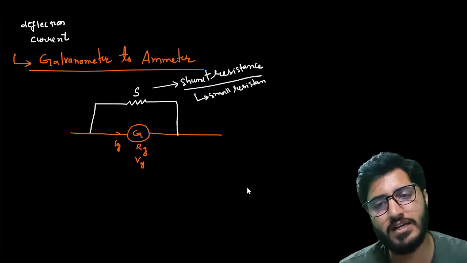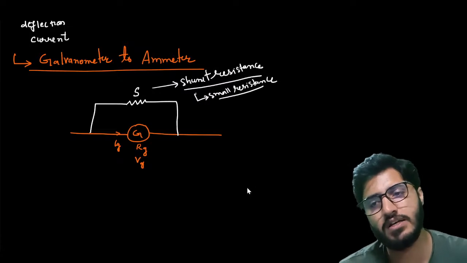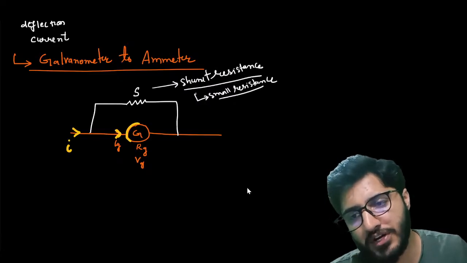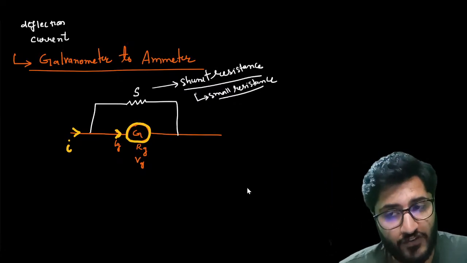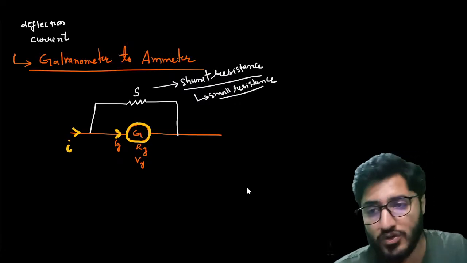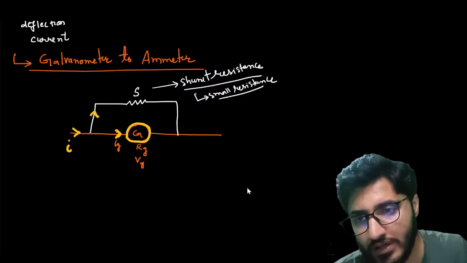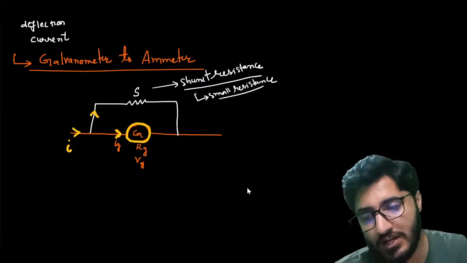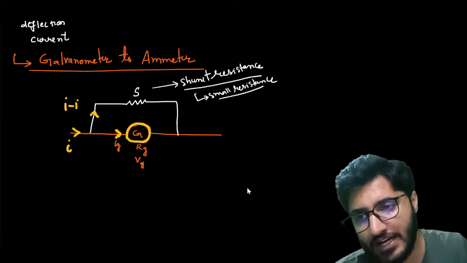So why is its value small? Because if current I is coming, the property of a galvanometer is that it will only detect small current. If we try to send more current through it, it will burn. So the maximum current should go through the shunt with the least opposition, that means least resistance. So this current is I minus Ig.